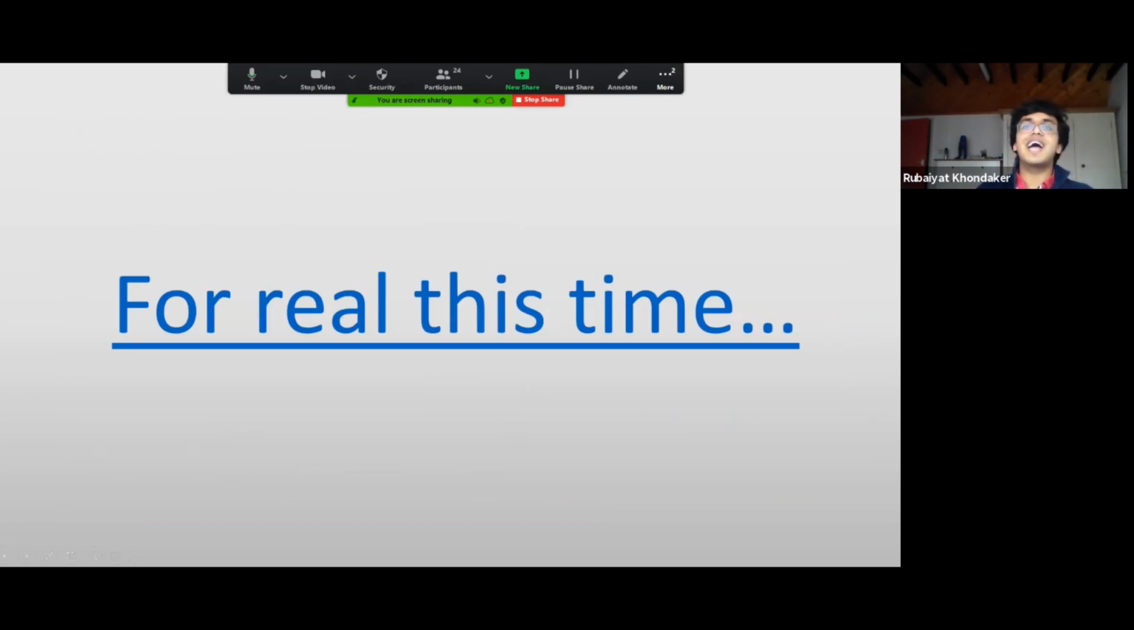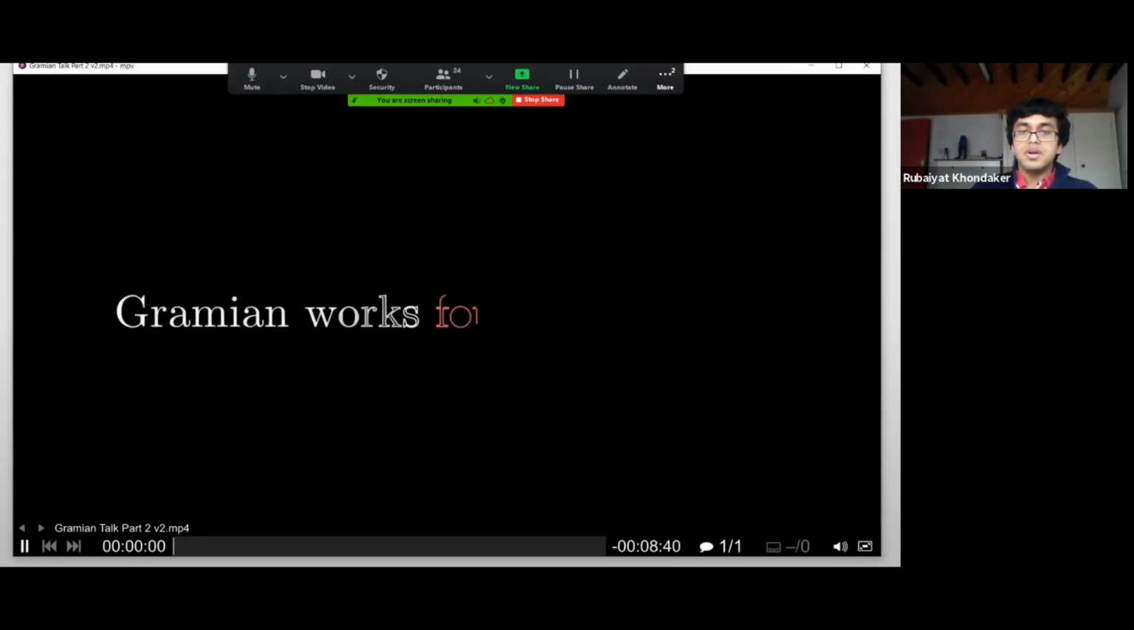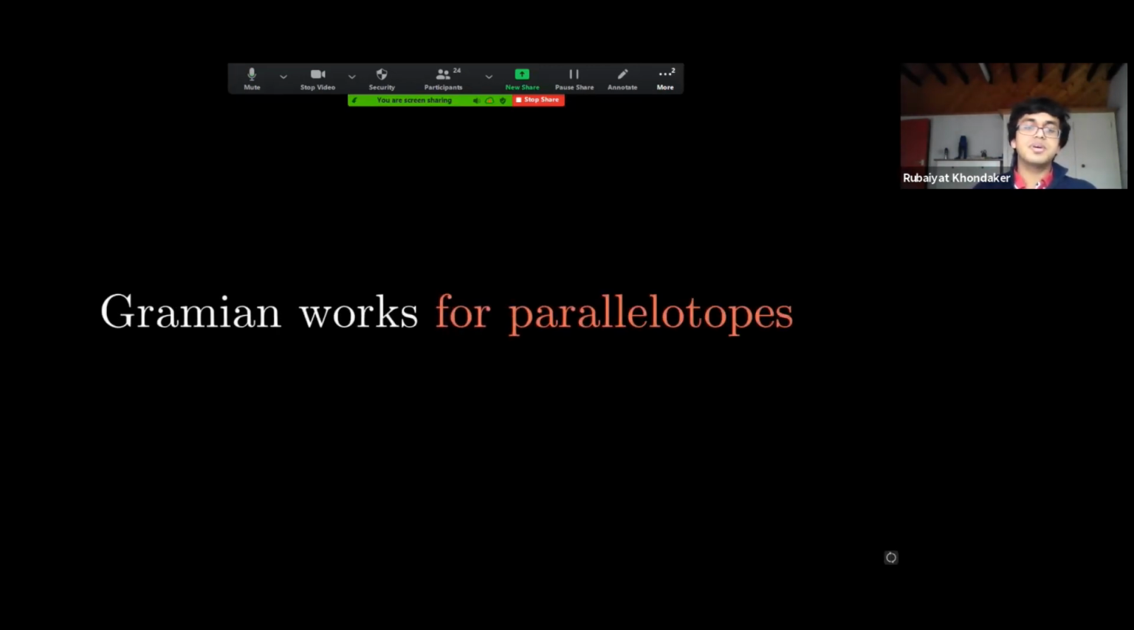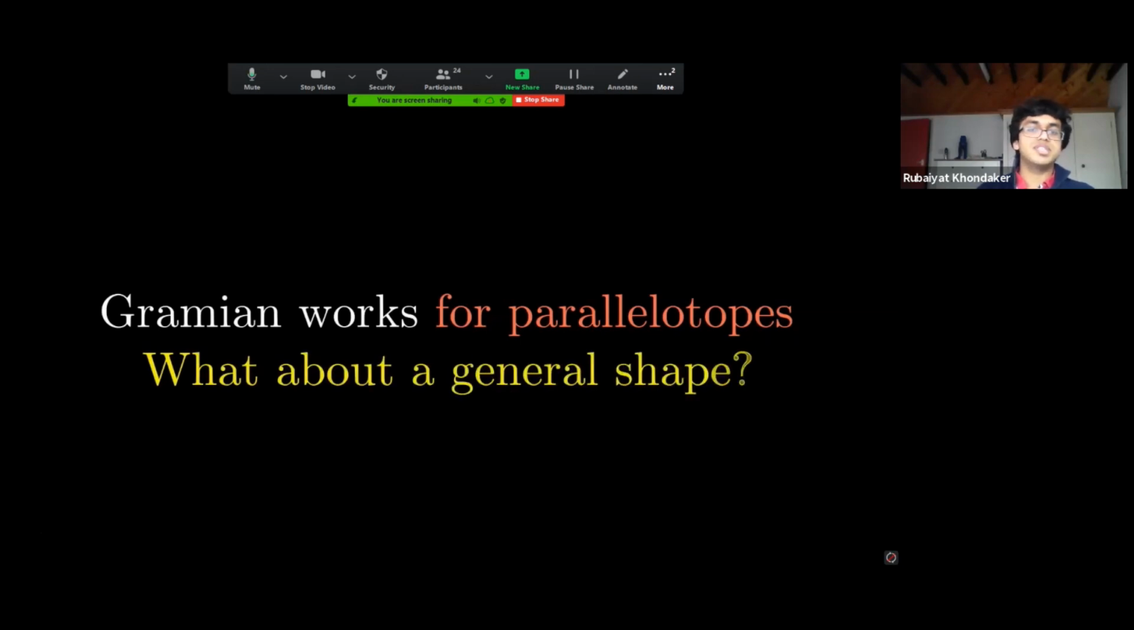All right, now let's actually go on to the second part of the talk. All right, so yeah, as before, we worked with parallelepipeds, one about general shape.